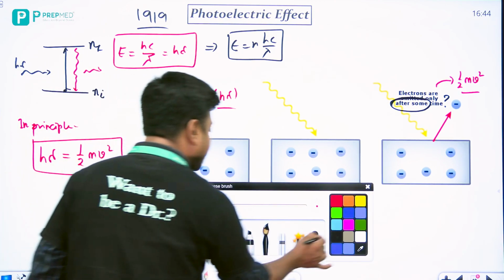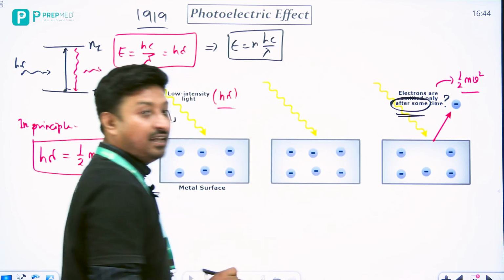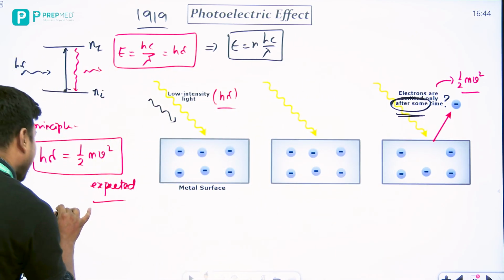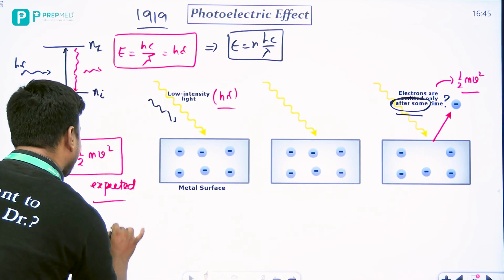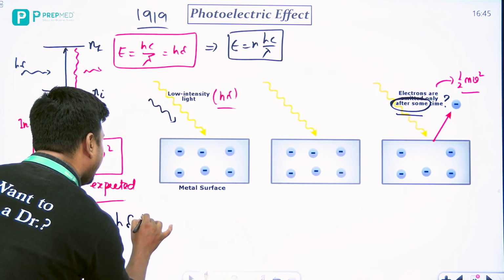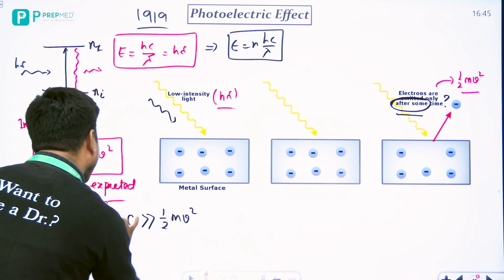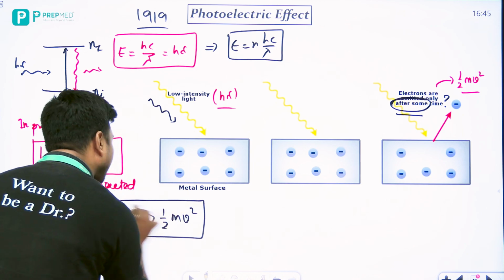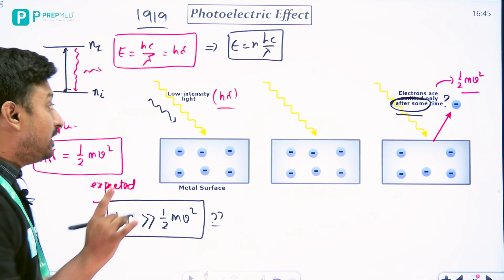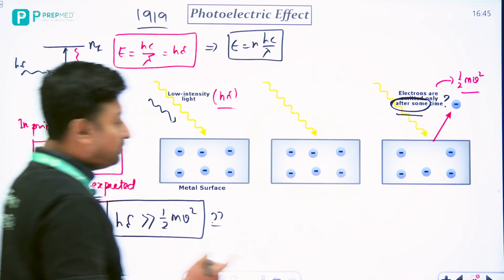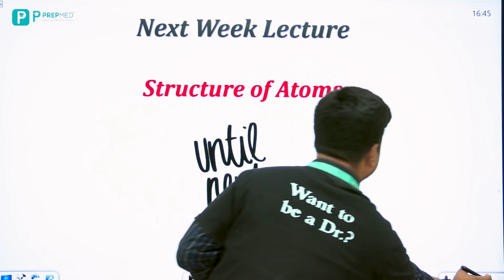Actually, you can see here that the electrons are emitted after a certain time. That means remember one thing always here: your h nu will definitely be greater than half of mv square. And here everyone thought, okay, what is the problem here? Now, in order to explain this, let's look into a more detailed picture.